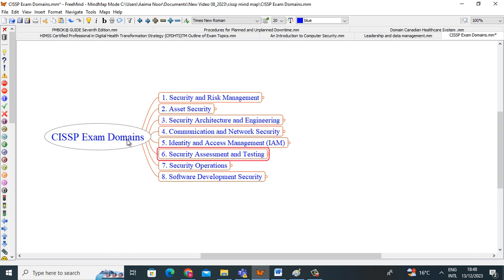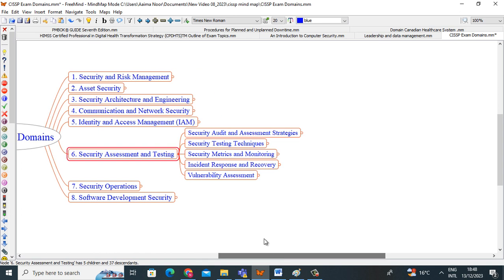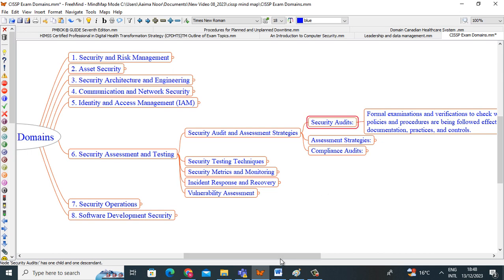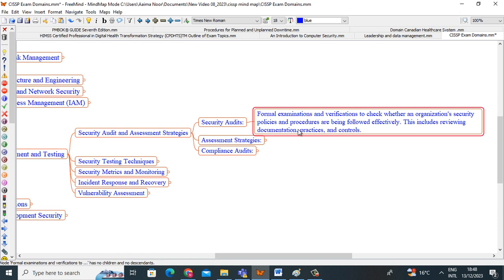In today's episode, we're going to explore key terms associated with CISSP certification Domain 6, Security Assessment and Testing. Let's get started. Security audit and assessment strategies. Security audits. Formal examinations and verifications to check whether an organization's security policies and procedures are being followed effectively. This includes reviewing documentation, practices, and controls.